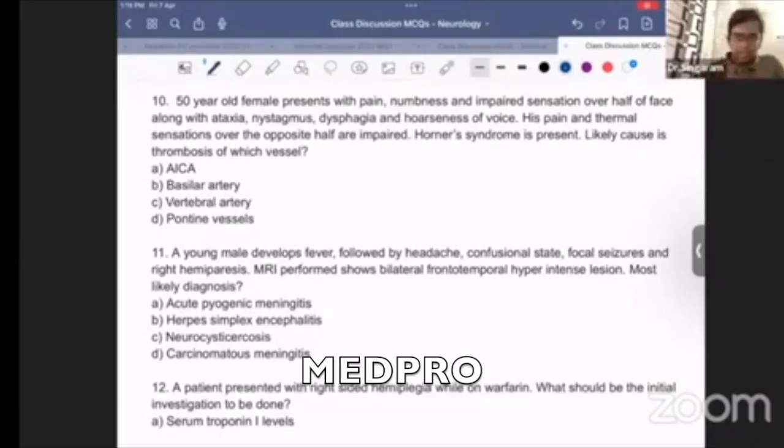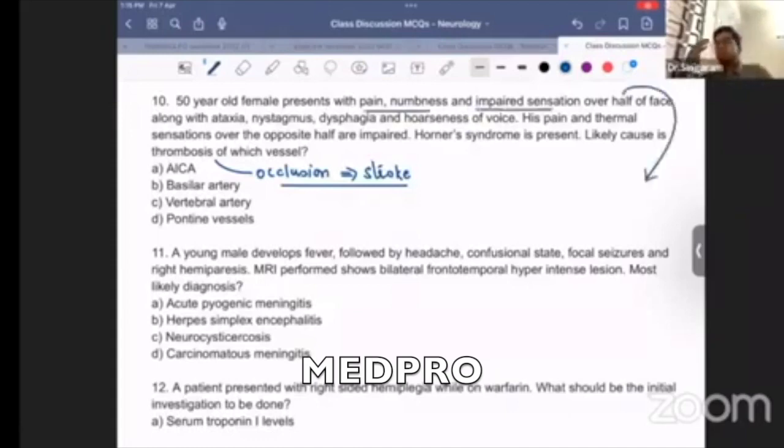See, thrombosis is something like an occlusion. Occlusion can result in stroke manifestation, correct? That is what we are talking about. And based on the findings, you have to tell what the condition is. Let us see. The patient has impaired sensation, pain, and numbness on half of the face. You all know that face sensations are related to the sensory part of the fifth nerve, the trigeminal nerve. So can I say that the sensory part of the trigeminal nerve is getting affected? That is why there is impaired sensation on half of the face.